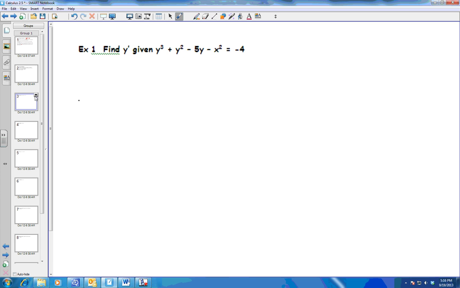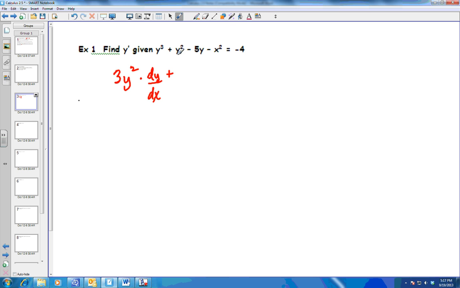Okay, now, so I'm given this equation, and I'm supposed to find y prime. Well, you can see I have to use implicit differentiation on this because I can't solve this for y. I have x's and y's in my problem. So here's what you're going to do. Okay, I'm going to take the derivative of this with respect to y. That's going to be 3y squared. But then I can't stop there, so now I have to take the derivative of y with respect to x. So dy dx. All right?